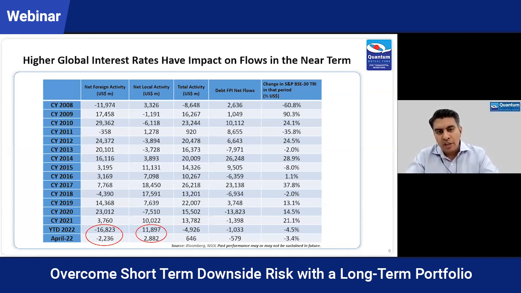If you look at the 2008 period, foreign investors nearly moved out $12 billion. Local activity was small at about $3 billion. And look at the market impact, minus 60% down.